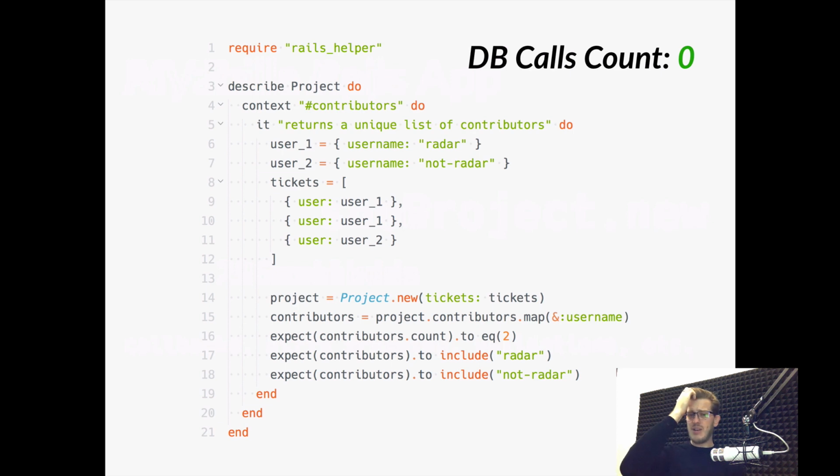So you might create a user, which is just a hash, and another user, which is also just a hash. And then you can just associate those users here and it will just work. This test does no database calls at all. It just works. It's brilliant.